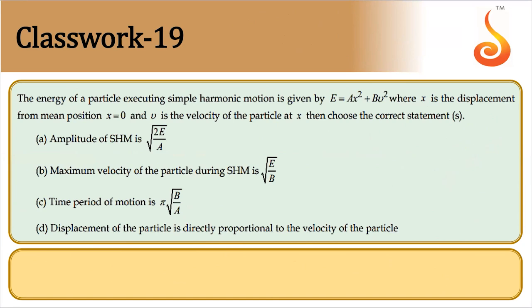Energy of a particle executing SHM is given by E equals ax square plus bv square, where x is displacement from mean position, v is velocity of the particle at x. Then choose the correct statement. Amplitude is root of 2E by a. Maximum velocity is root of E by b. Time period is pi into root of b by a. Displacement of particle is directly proportional to velocity of the particle.